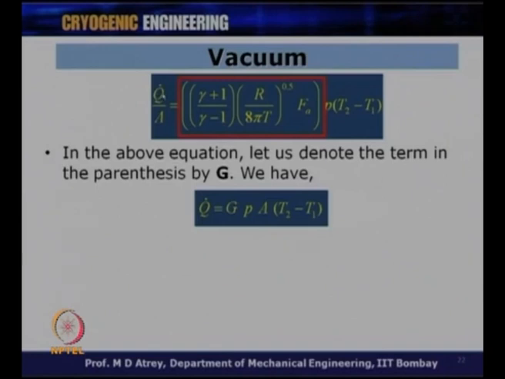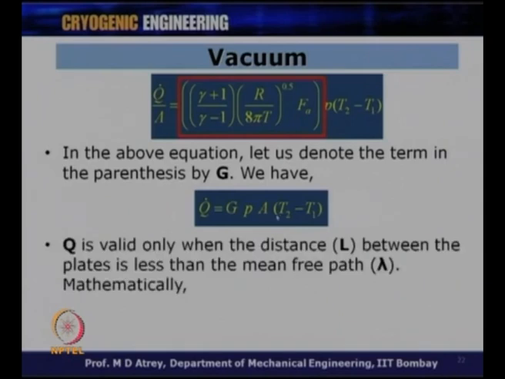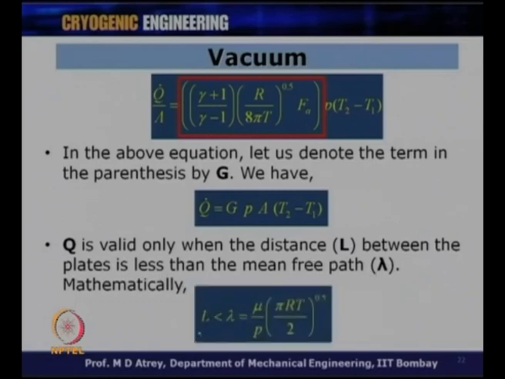So, my Q is equal to G into P into A into T2 minus T1, and this is going to be my heat conducted because of free molecular conduction. All right. The point to be noted is that this equation is valid only for the molecular conduction region. So, Q is valid only when the distance L between the plates is less than the mean free path lambda. Mathematically, lambda is given by this, and we say that L is less than lambda.